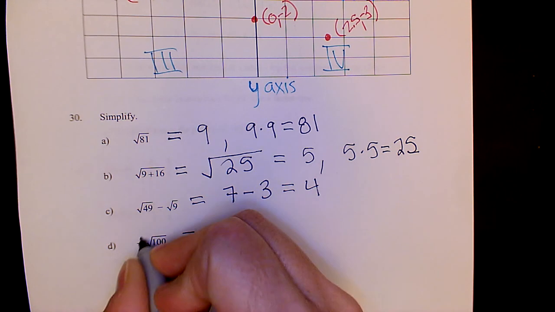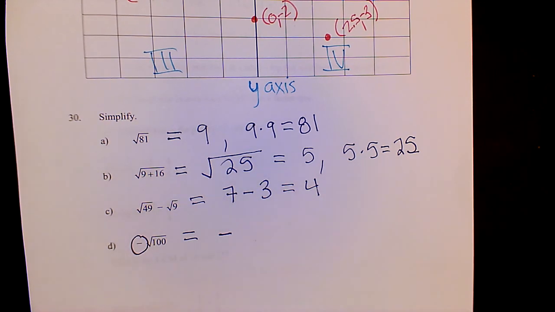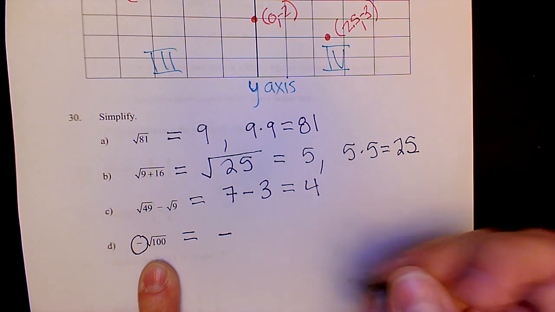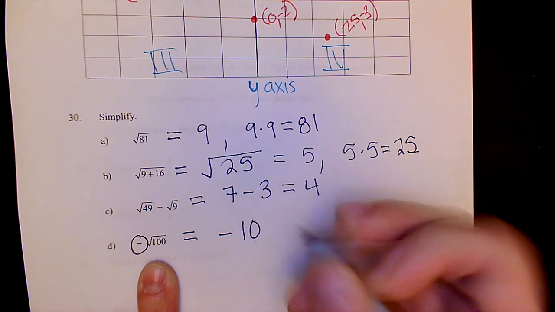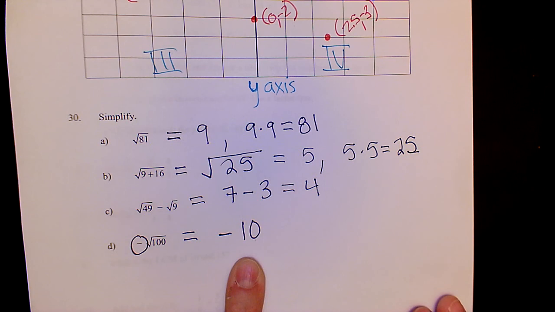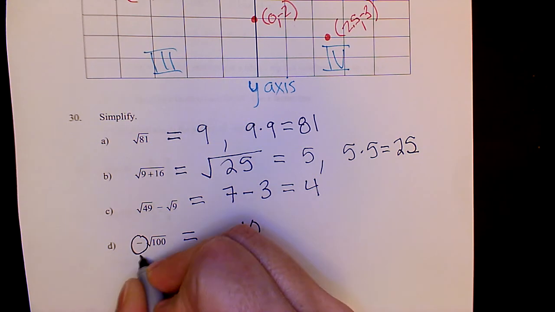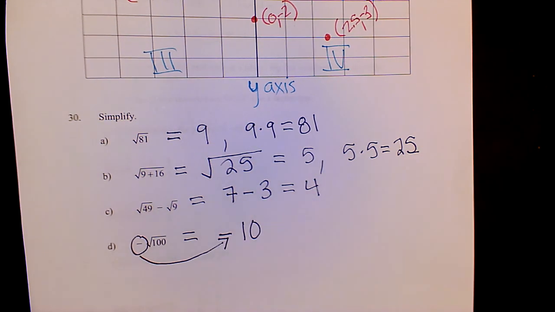And then for the last one, I keep the negative out front. And what number times itself gets you to 100? Well, 9 times 9 is 81. That's close. 10 times 10 is 100, and you can always use your calculator. So this is negative 10. And don't forget to bring the negative and put that out front.